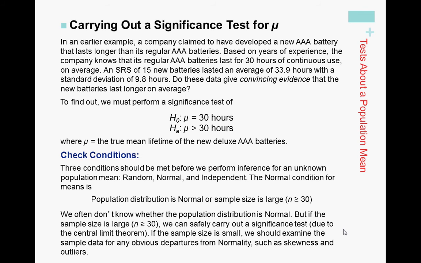Then we check the conditions, same as before: random, normal, and independent. Keep in mind, the normal condition when we're dealing with means is either that the population distribution is normal, or that the sample size is large, which we define as 30 or bigger. If the sample size is small, we actually have to examine the sample data. We can use a histogram, box and whisker plot, dot plot, or a normal probability plot.